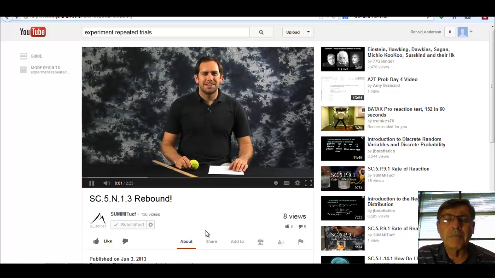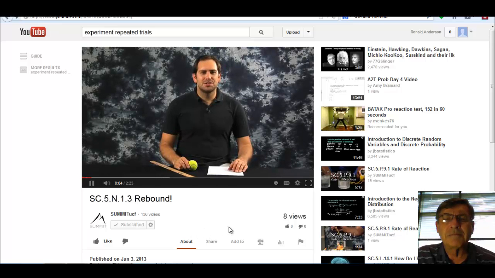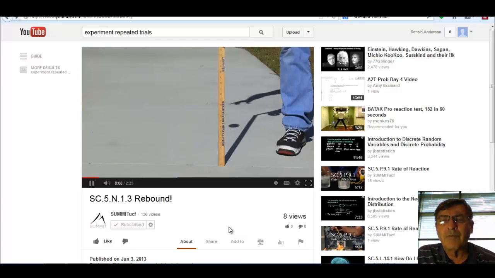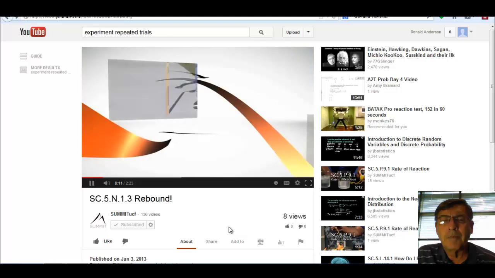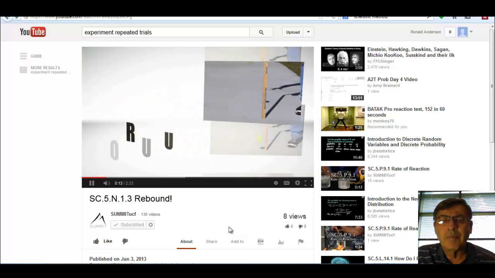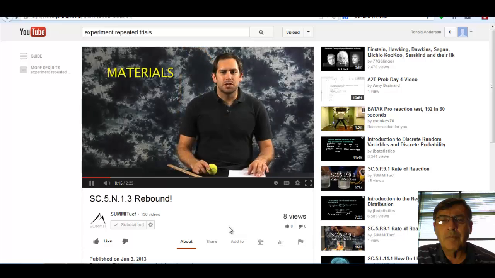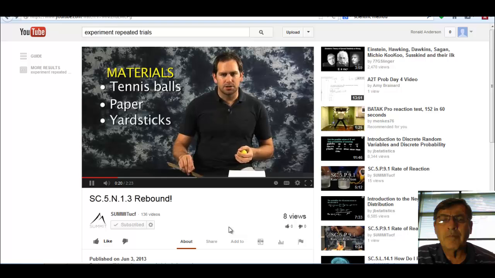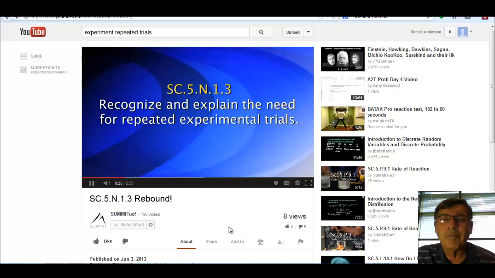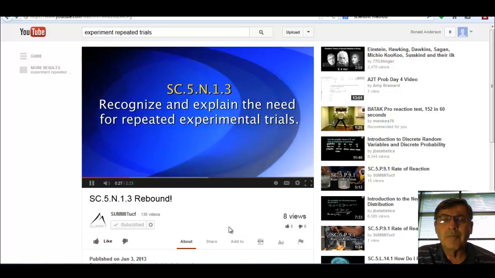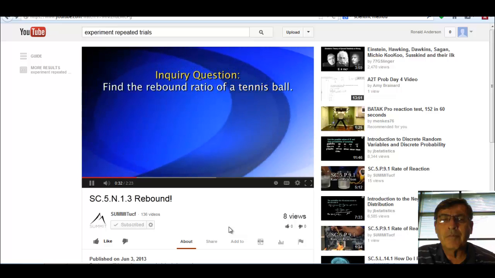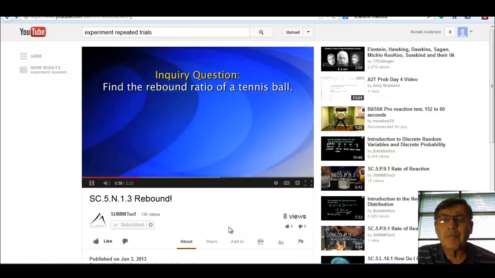Hello and welcome. Today we will be conducting a lab that teaches students that repeated trials are necessary during testing to obtain accurate data. The name of this lab is Rebound. The materials that you would need for this lab are tennis balls, paper for recording the data, and yardsticks. Now the Sunshine State standards in this lab help students recognize and explain the need for repeated experimental trials. The inquiry question for this lab is, find the rebound ratio of a tennis ball.